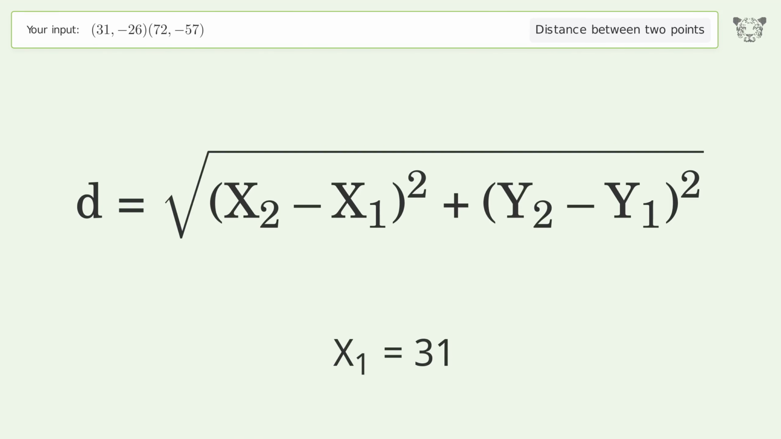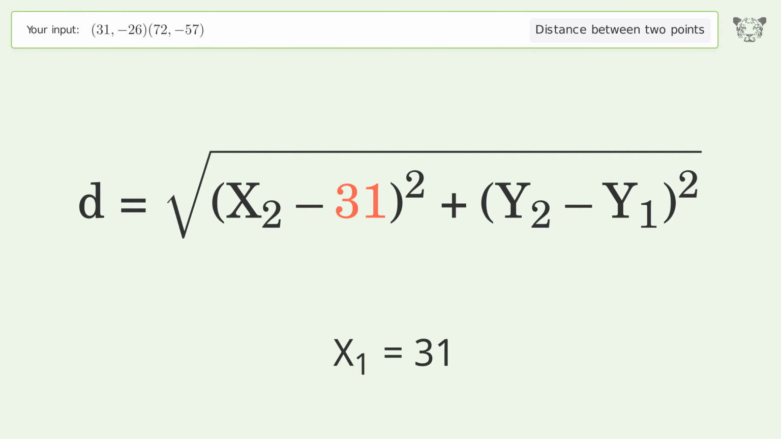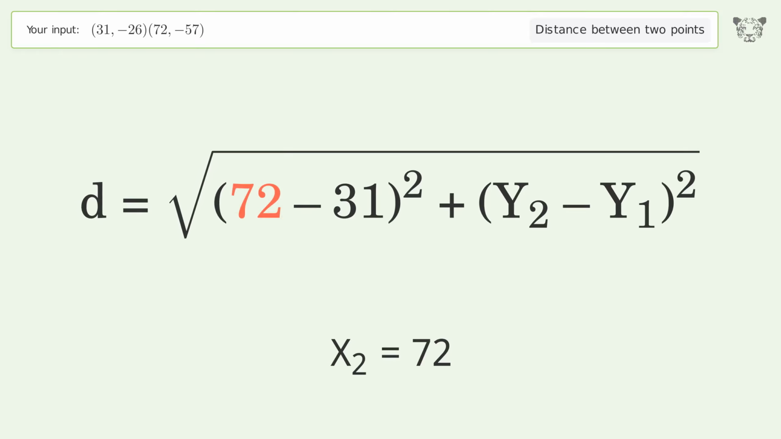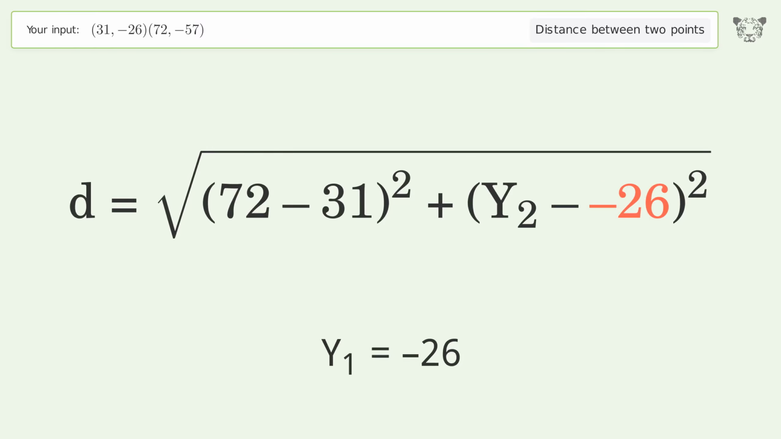x1 equals 31. x2 equals 72. y1 equals negative 26. y2 equals negative 57.